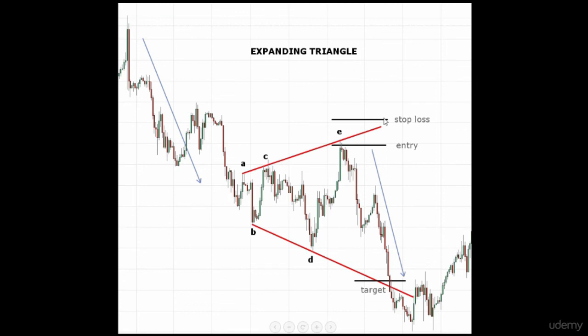This pattern consists mostly of 5 points, 4 points that form the shape of a triangle, while the fifth point is the level of entry into the position. A disadvantage of this pattern is that we have no validation of break through the pattern, such as is the case with the previous triangles. This pattern doesn't have a high percentage of success, but the great advantage of this pattern is that when it happens, the profit that is expected is far higher than the risk.